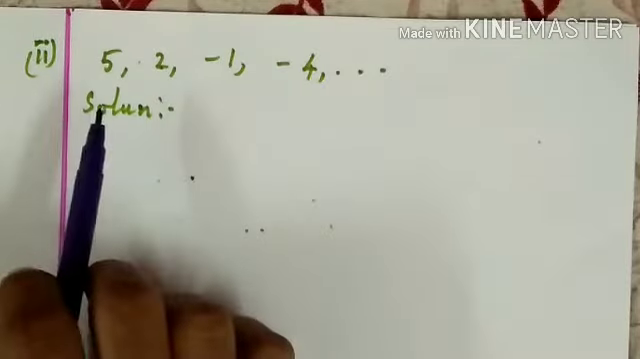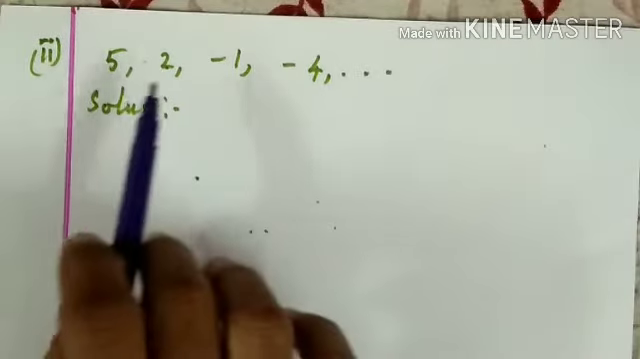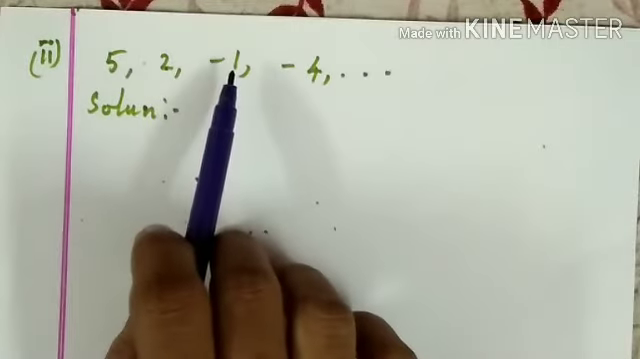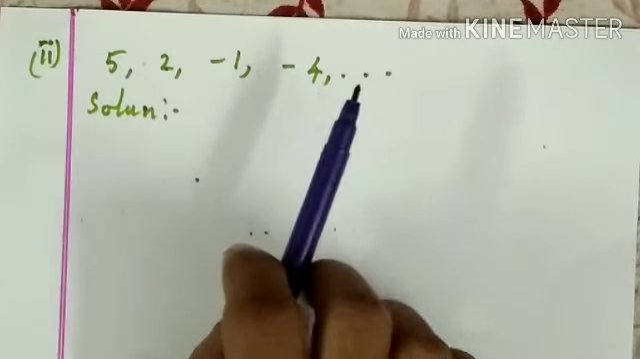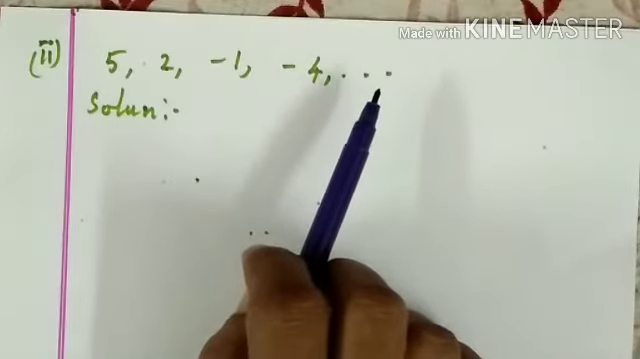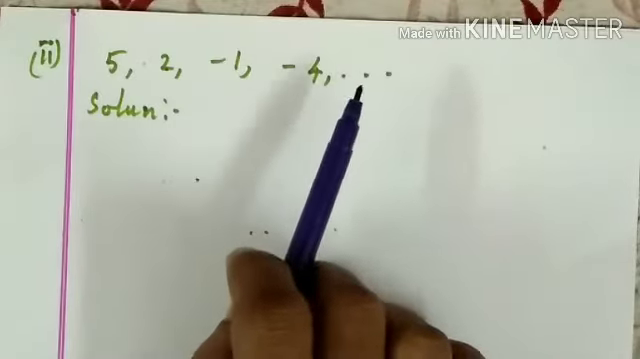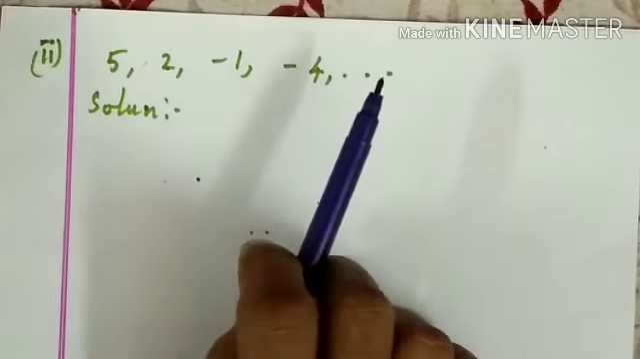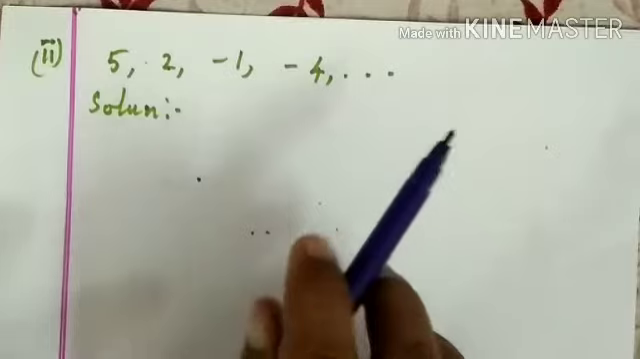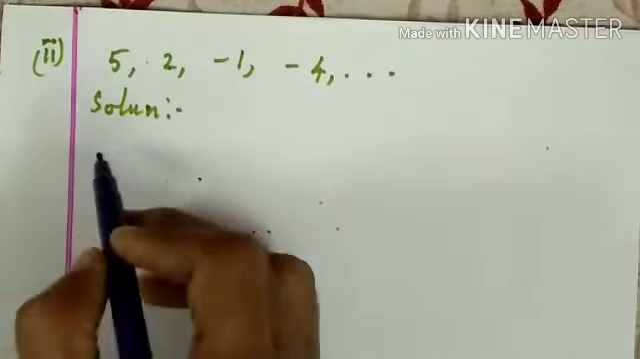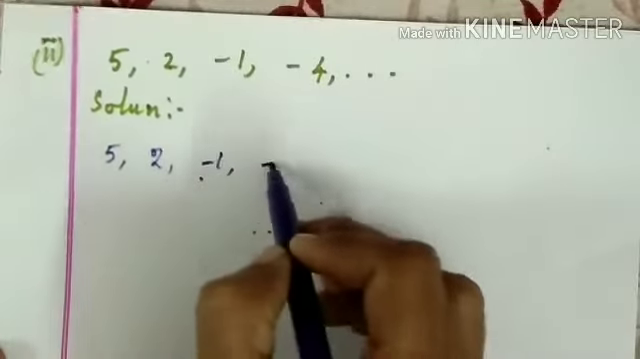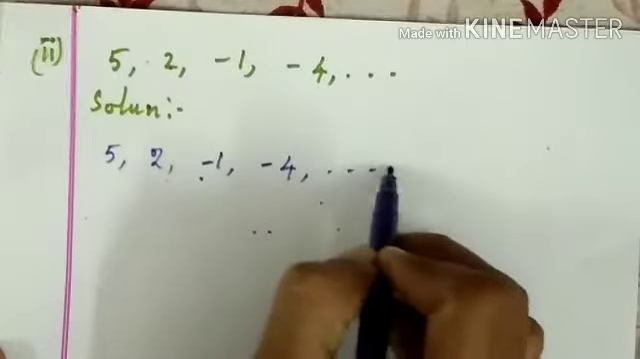Let us move on to the second subdivision. Here the given sequence is 5, 2, minus 1, minus 4, and so on up to infinity. Here also we have to find the next three terms. Let us do the solution. First you take down and write the given sequence, that is 5, 2, minus 1, minus 4 and so on.